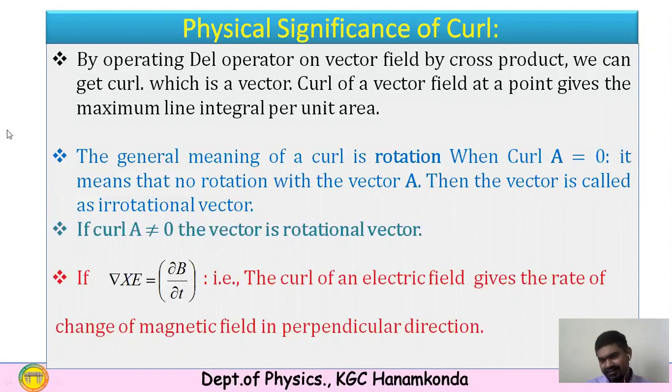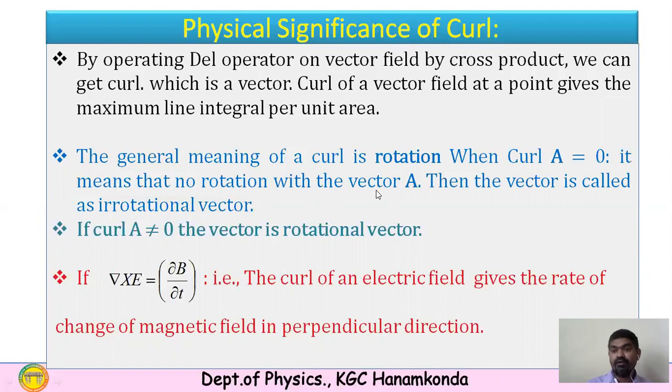So the maximum line integral per unit area is defined as the curl. That is the basic statement. That is also written here as a physical significance. We are just performing a mathematical operation by taking the del operator onto a vector field by cross product. There we got curl. That is written as the first physical significance here: the maximum line integral per unit area. Next, the general meaning of curl is that it tells us the rotation. Rotational effect gives us curl. Therefore, if curl is 0, that means there is no rotation in the vector field. That field is called an irrotational field.